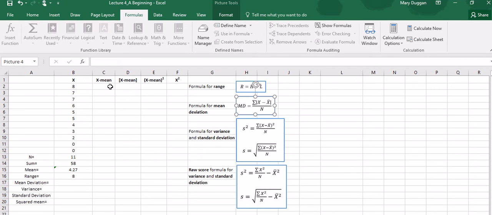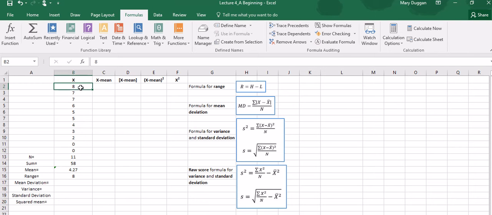So I'm going to go over here to my scores, and I'm going to take the first score, and I'm going to subtract the mean that I've actually already calculated using Excel's average function. And this tells me that the score of 8 deviates by 3.73 units from the mean. So the score of 8 is 3.73 units away from the mean.